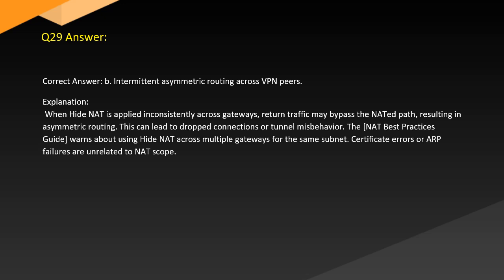Answer. Correct answer: B. Intermittent asymmetric routing across VPN peers. Explanation. When hide NAT is applied inconsistently across gateways, return traffic may bypass the native path, resulting in asymmetric routing. This can lead to dropped connections or tunnel misbehavior. The NAT Best Practices Guide warns about using hide NAT across multiple gateways for the same subnet. Certificate errors or ARP failures are unrelated to NAT scope.